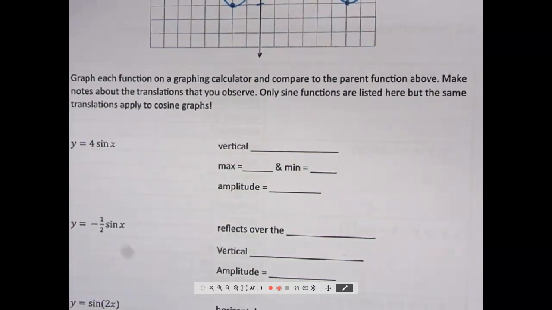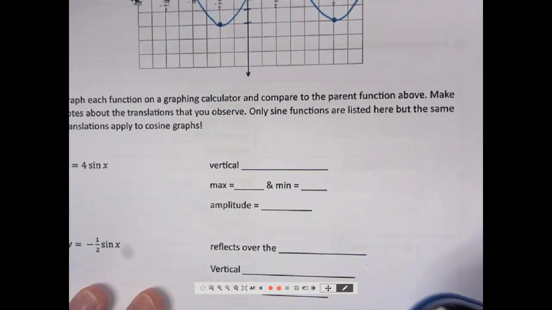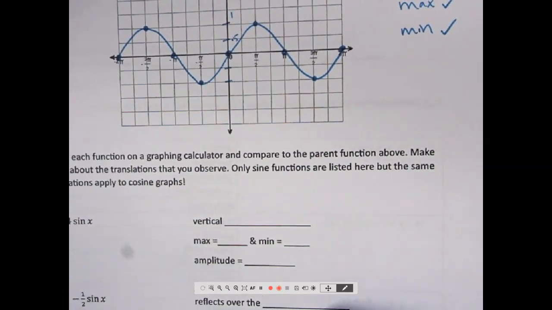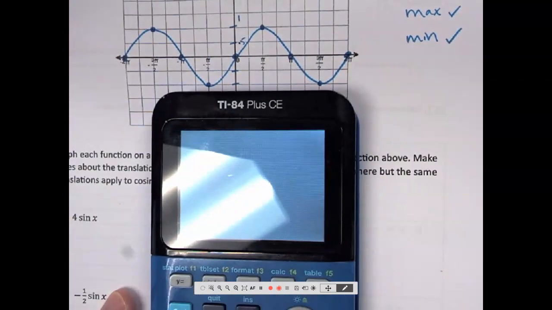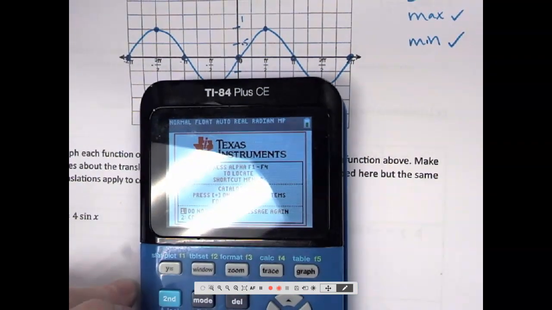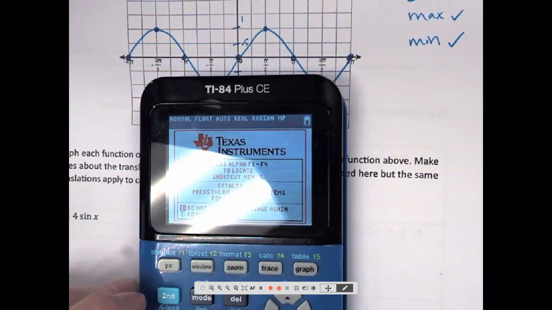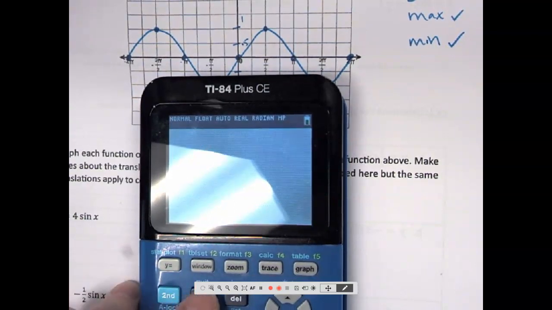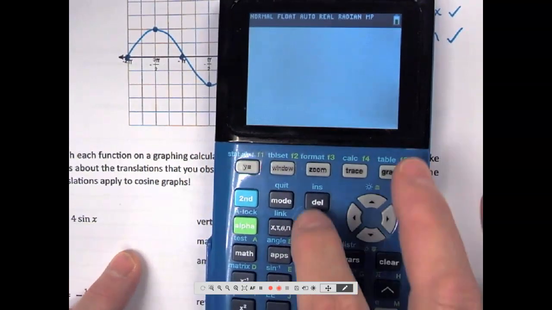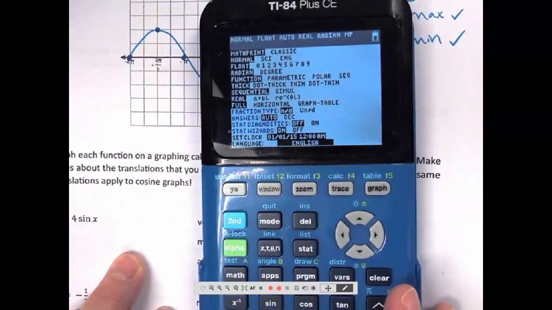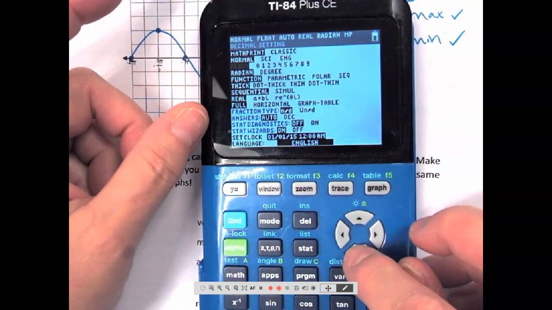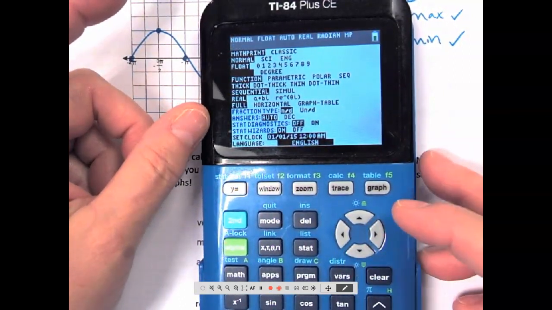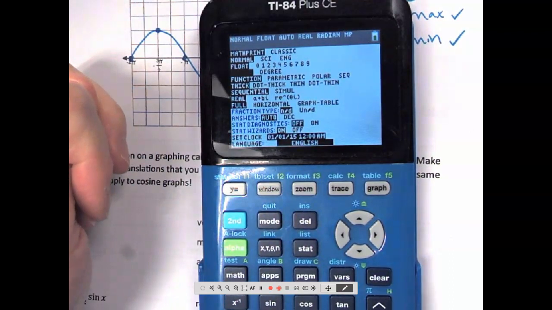All right, I want you to go to mode. Notice that my x-axis is in radians. So remember how I showed you once before you could change the mode? Mode is right next to the second key. And look at the third or fourth line down, depends on which calculator you're on, and make sure that radian is highlighted.